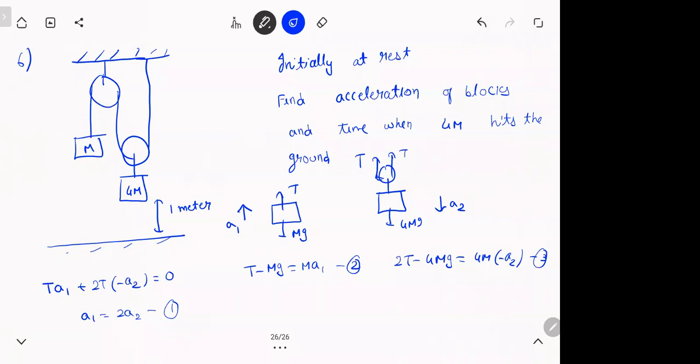Check the equations. Now try to solve. Don't look at me. Are you so lazy that you want me to solve the equations also? Solve the equations at least. Find a1 and a2. Solve.